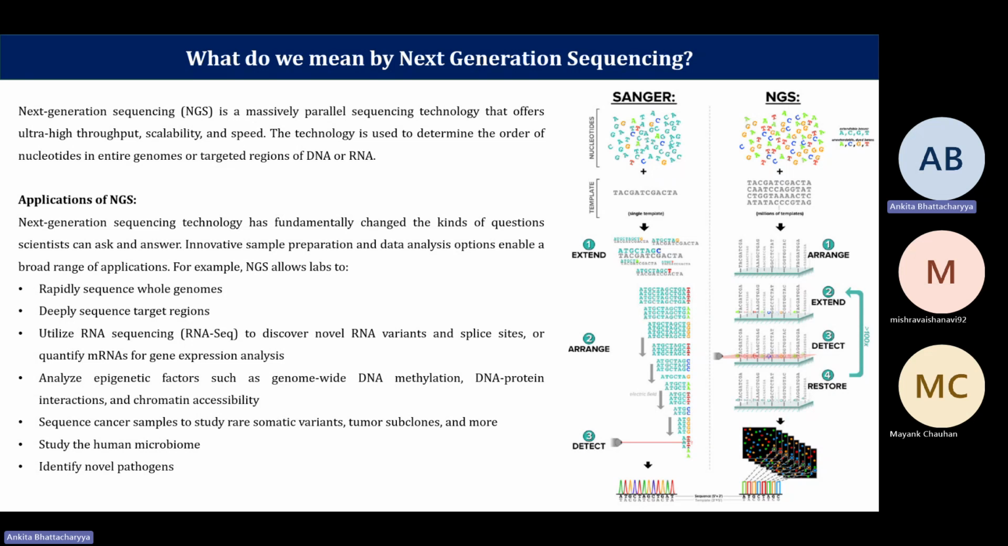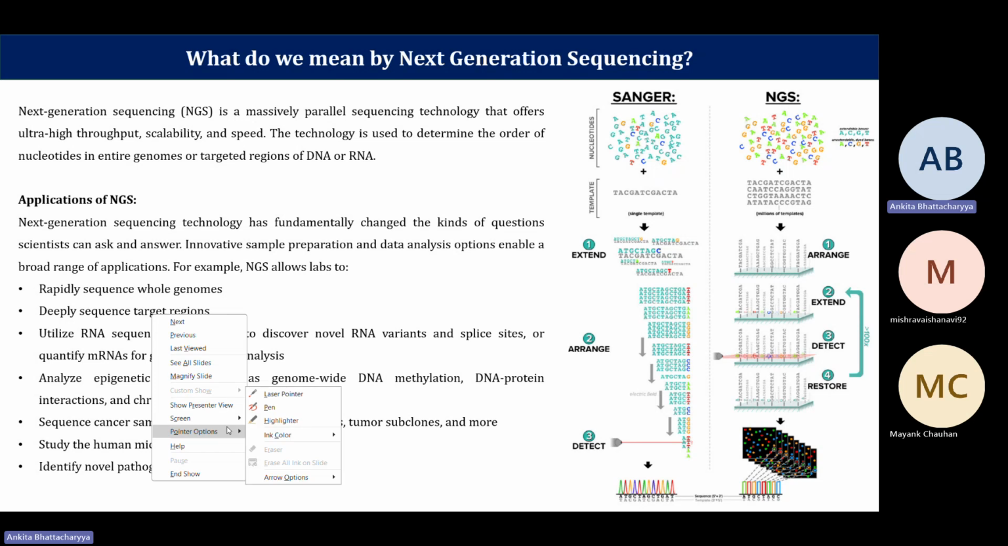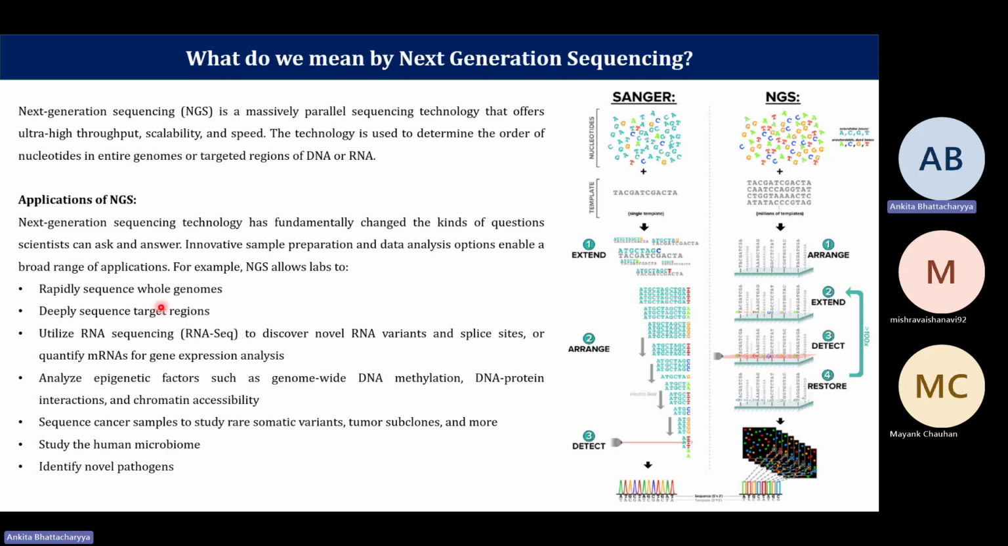But effectively, what these sequencing results give you is the order or the arrangement of nucleotides in the genome or in the RNA, whichever is the input sample that you have sent for sequencing. So what does it do? It allows us to rapidly sequence entire genomes. It can allow us to sequence very small target regions with a lot of depth.